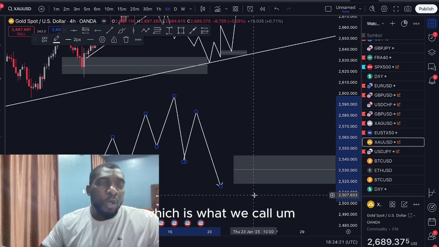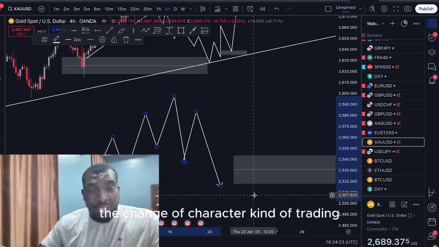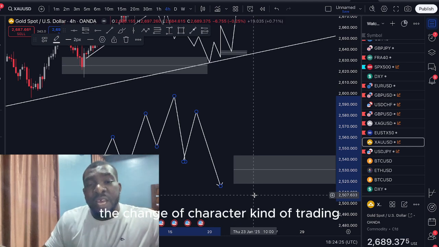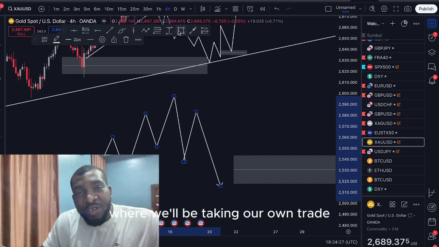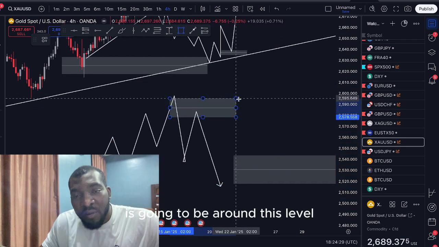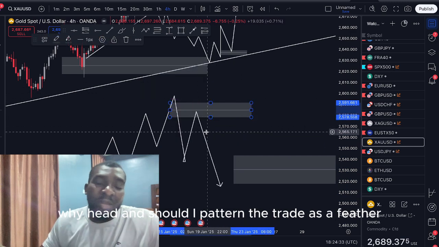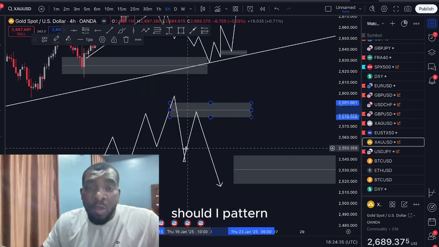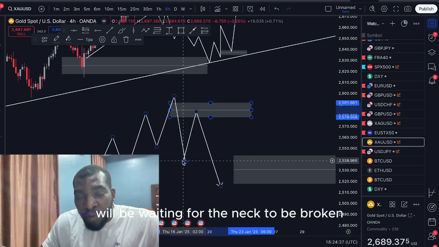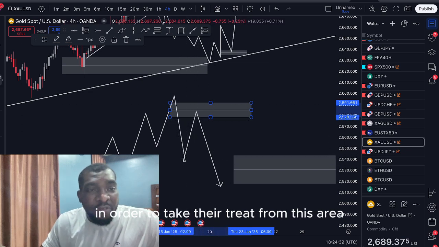But with us knowing what we are doing and knowing the direct concept of head and shoulder, which is what we call the change of character kind of trading, where we'll be taking our own trade is going to be around this level, and then we'll be taking our trade from that level. Why? The traders of the head and shoulder pattern will be waiting for the neck to be broken in order to take their trade from this area.